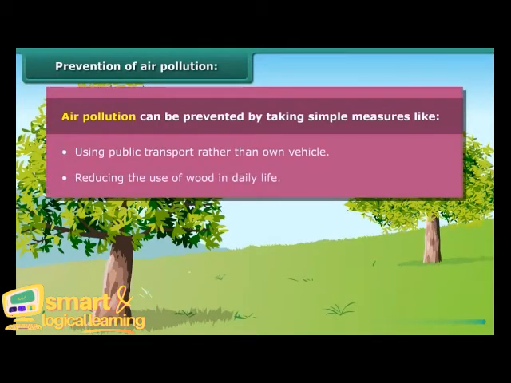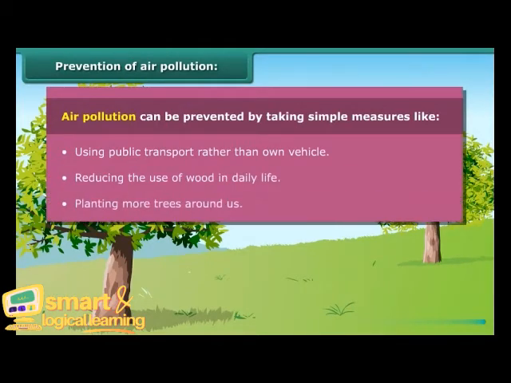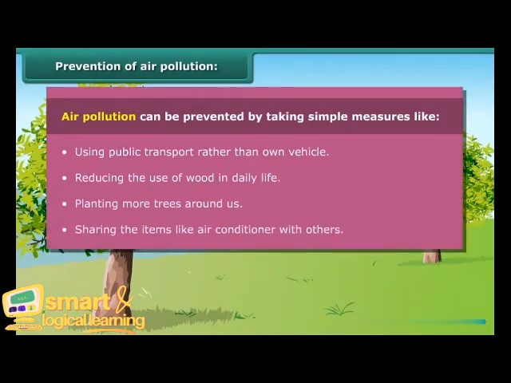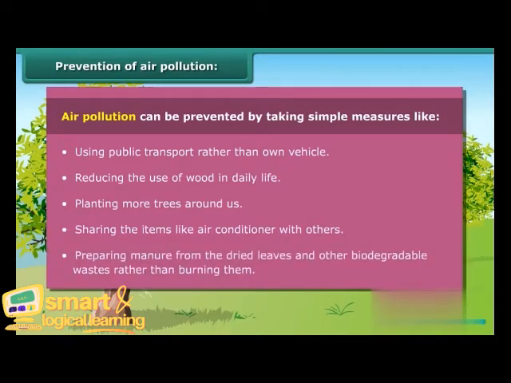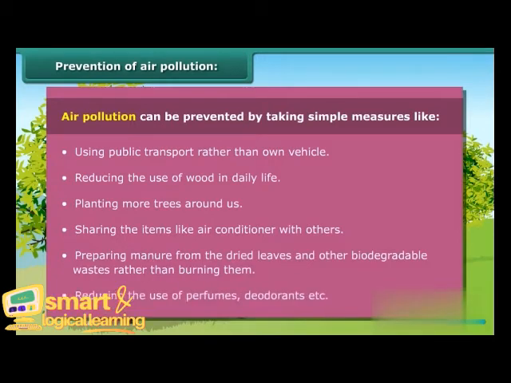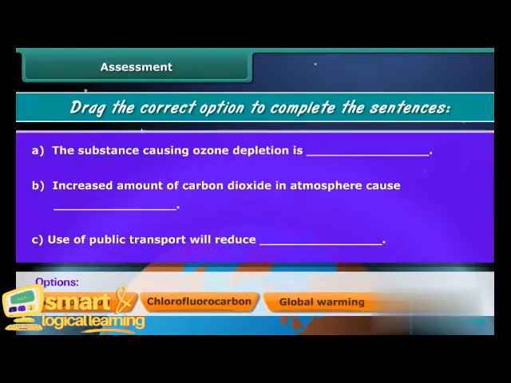use of wood in daily life, planting more trees around us, sharing items like air conditioners with others, preparing manure from the dried leaves and other biodegradable wastes rather than burning them, reducing the use of perfumes, deodorants, etc. Drag the correct option to complete the sentences.